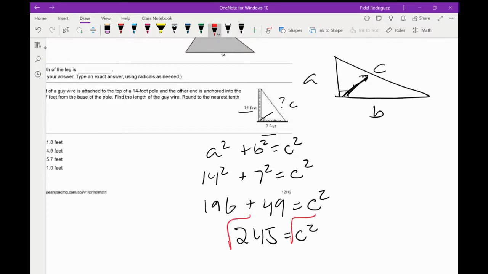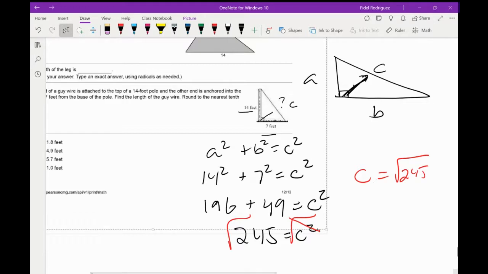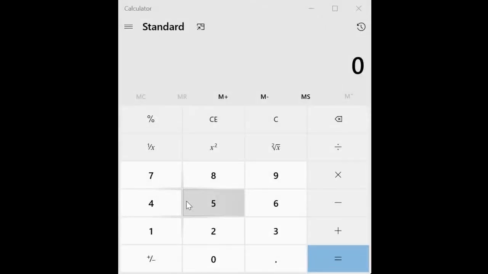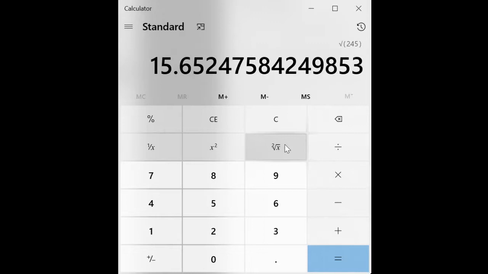So remember what I'm going to do now. We're going to take the square root on both sides. The square and the square root cancel, so we need the square root of 245. Guys, I'm going to show you how to do it on my calculator. I just went into Windows and typed in calculator. I'm going to hit 245, and then this button right here is my square root button. Look at the answer I'm coming up with: like 15.65, right?